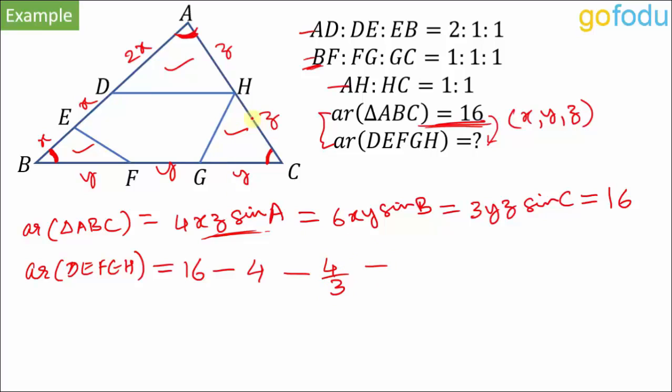Minus, area of this triangle is half yz sine C. yz sine C is 16 upon 3. Half yz sine C will be 8 upon 3. So you do this calculation and this area will come out as 8 units. Area of pentagon DEFGH will come out to be 8.